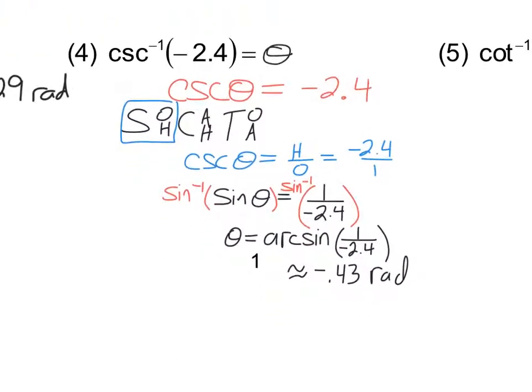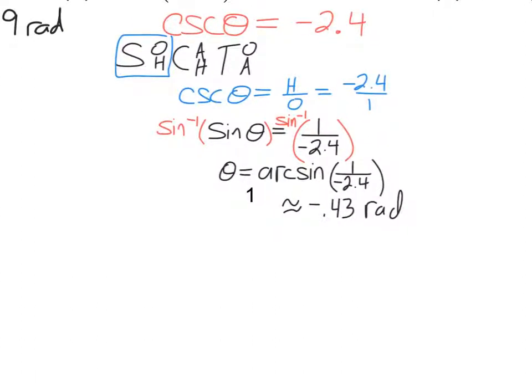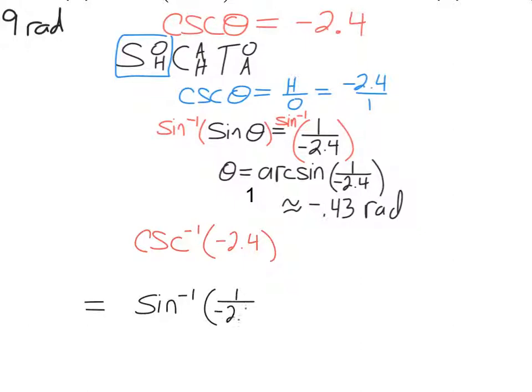All right, so just do a little comparison here. We originally had arc cosecant of -2.4. That ended up being the same thing as the inverse sine of 1 over -2.4. All right, those are exactly the same. But think about what happened. We took the reciprocal, and we took the reciprocal here. So you could work with the reciprocal of the inverse trig function.